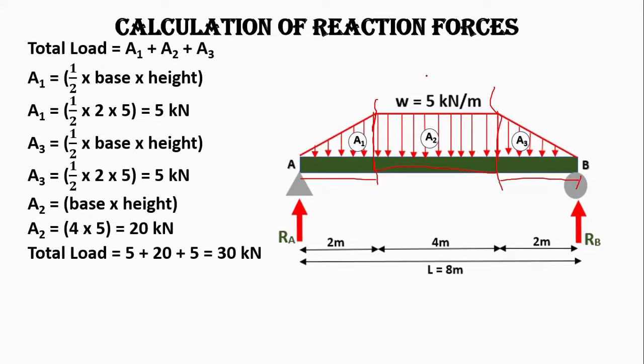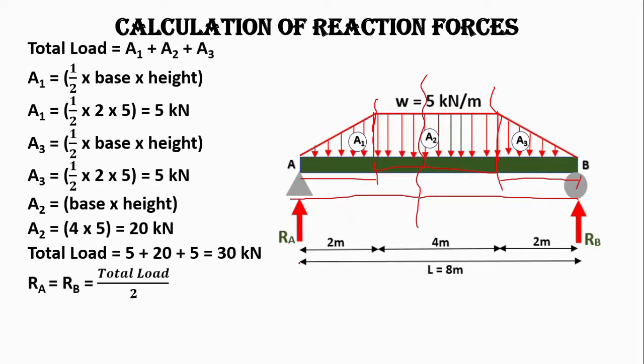As you can see, if we cut the beam into two halves, then the left half will be equal to the right one if we consider the loading on the beam. So we will divide this total load by 2 to get RA and RB. RA and RB both will be 15 kilonewtons.